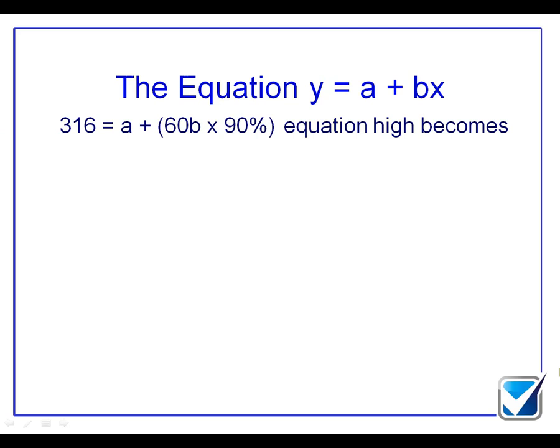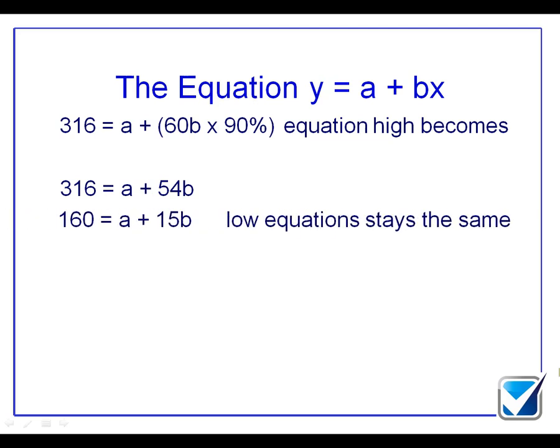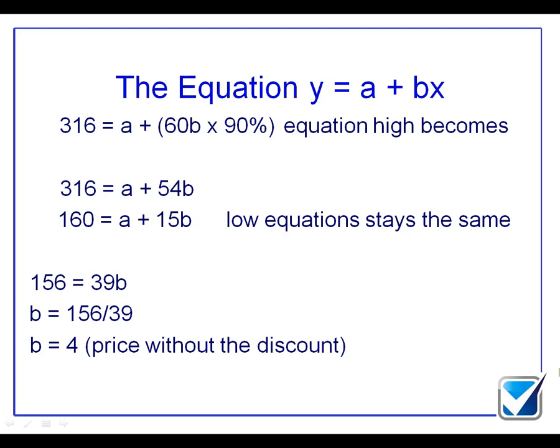Well, the 60B multiplied by 90% will now become 54B. So 60 multiplied by 90% gives me 54. I will now have 54 B's in there. And now I have my 316 and my 160 because the low equation stays exactly the same. And we can now simply solve this equation to work out that 316 minus 160 gives me 156. And that will now equal 39 B's, which gives me a value of B, which will be $4.